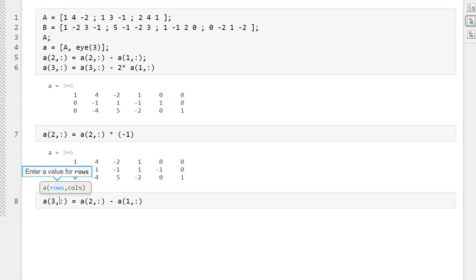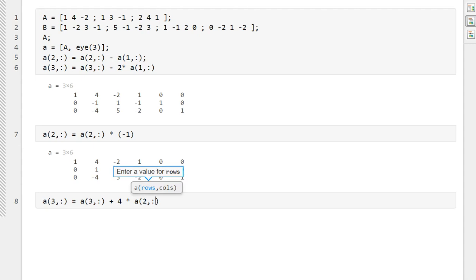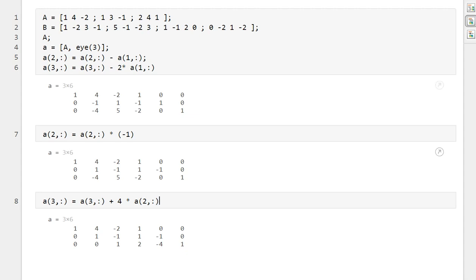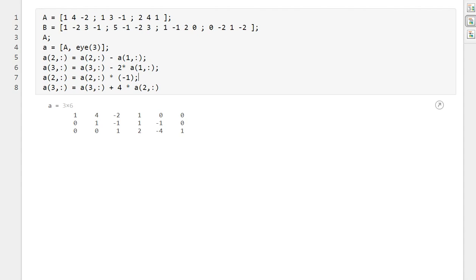We're going to get a 0 below the second pivot. Row 3 equals row 3 plus 4 times row 2. That should give us a 0 below the second pivot, and there we go. We have our 0 below the second pivot now. All right. So now we have all of our pivots. This one just happened to be 1 at the end, so we're good. And we have zeros below all of our pivots.